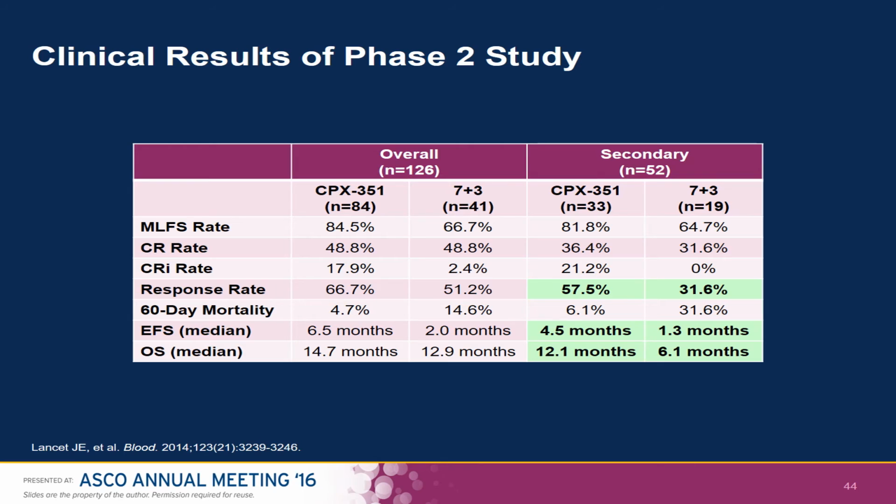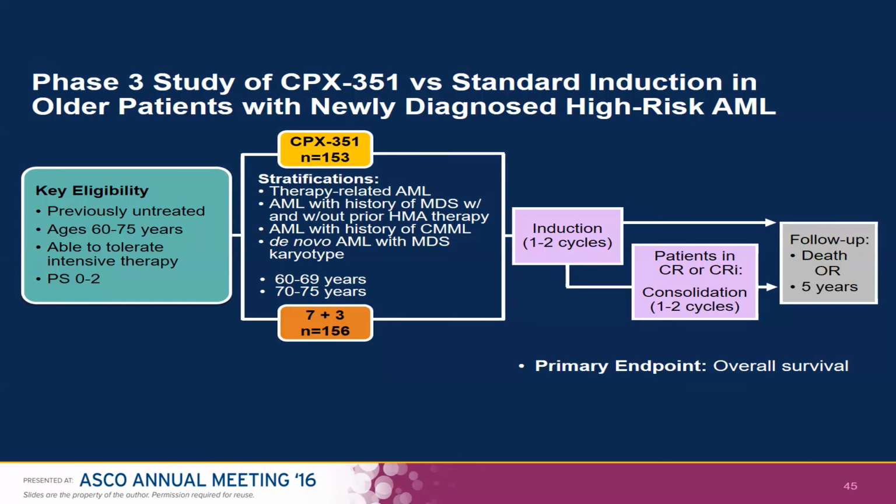Now, what about other strategies? And I think this is the new thing that is going to probably change the arena, and this is CPX-351, which is a 5-to-1 molar ratio of cytarabine and daunorubicin encapsulated in a liposome.